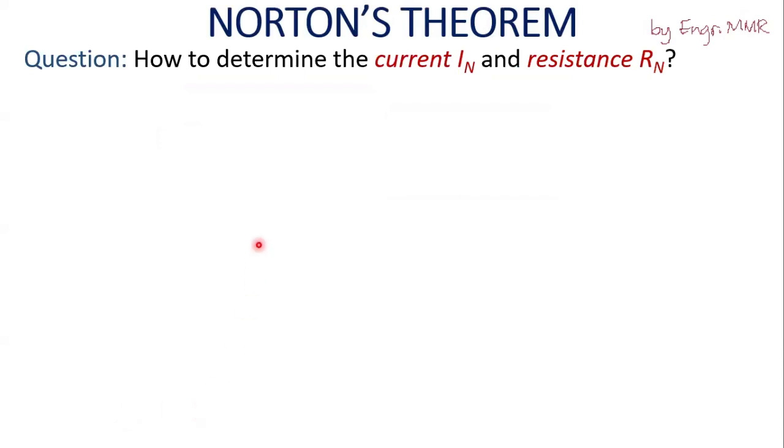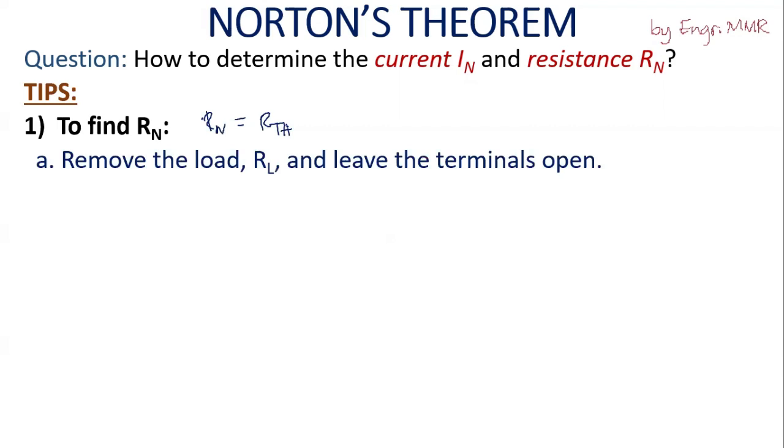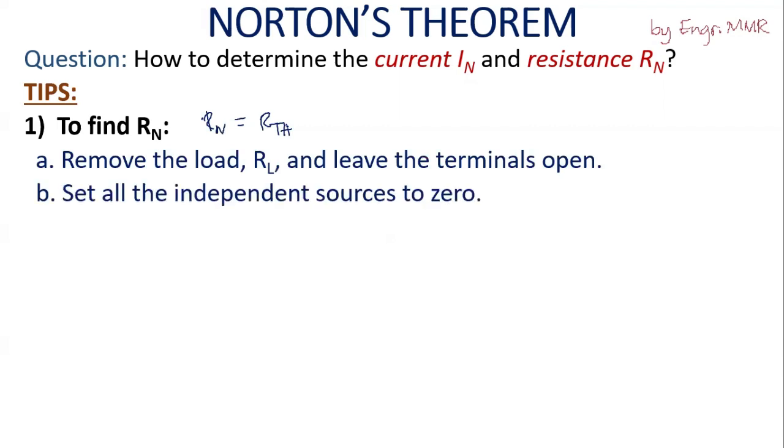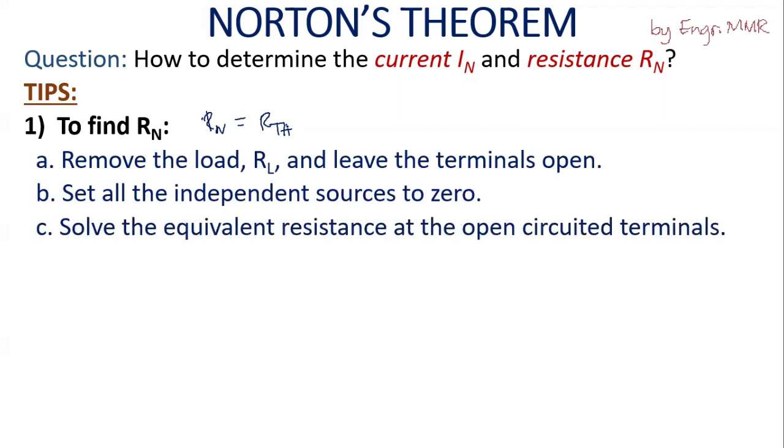So our main concern here is how to determine the current IN and the resistance RN. As I told you, RN is just equal to RTH in Thevenin's theorem. So in solving for RN, we have the same method. We have to remove the load RL and leave the terminals open, set all the independent sources to 0, and then solve for the equivalent resistance at the open-circuited terminals.